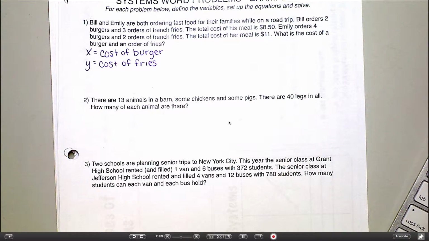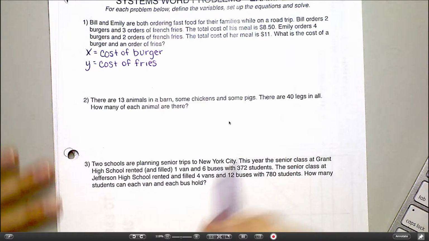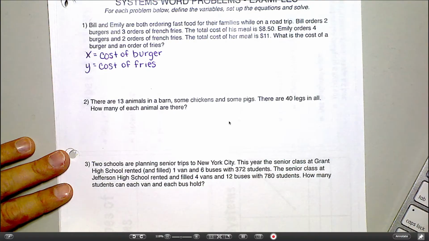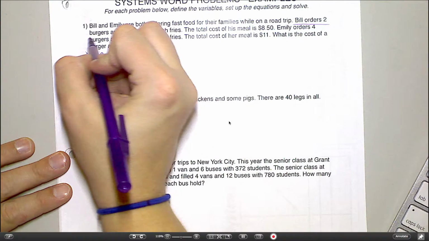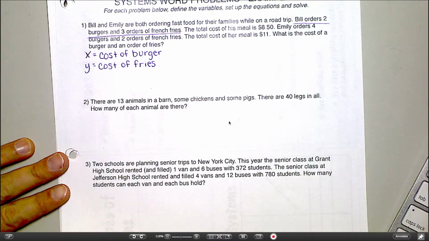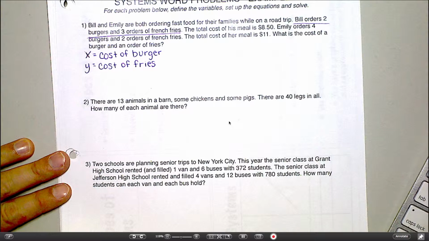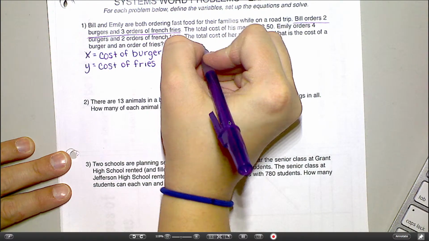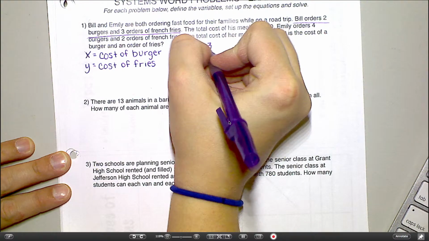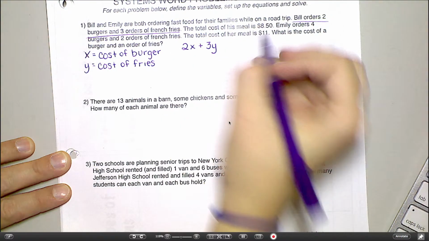Step two, start reading your problem and translate it into an equation word for word. Bill orders 2 burgers and 3 orders of fries. Stop there. There you go. 2x plus 3 fries, which is 3y. And that's going to equal 8.50, right?